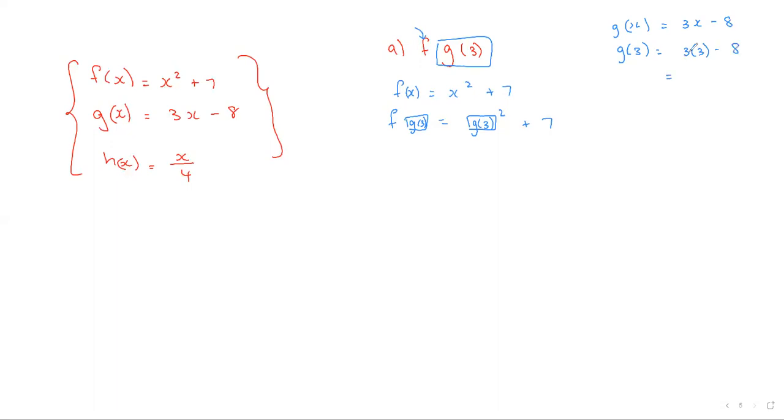So I'll end up with 3 3s are 9 minus 8. That's 1. So g of 3 is 1. So everywhere I have g of 3, I will replace it with 1. So this will become 1 squared, which is 1, plus 7, which is 8.